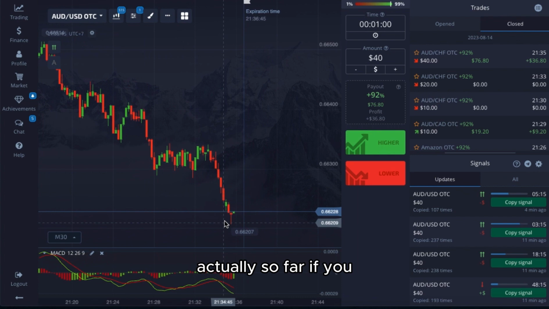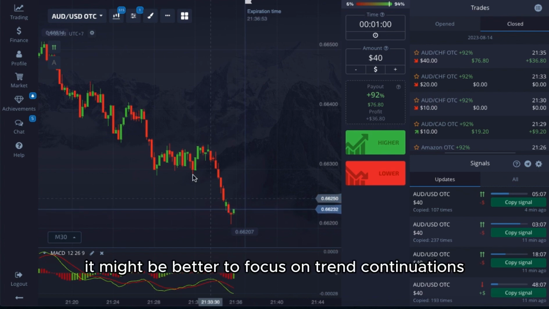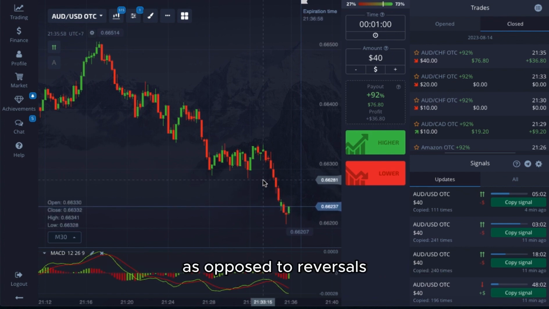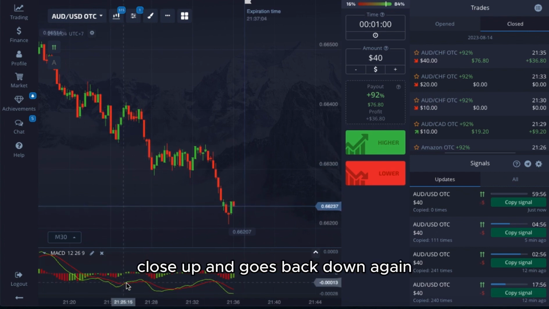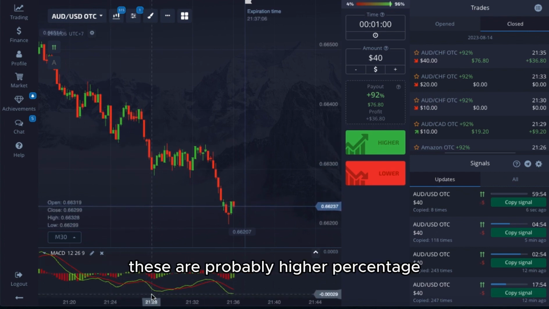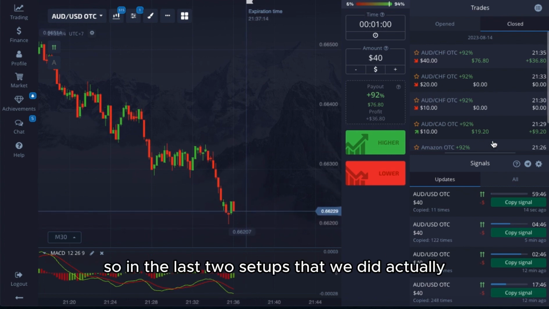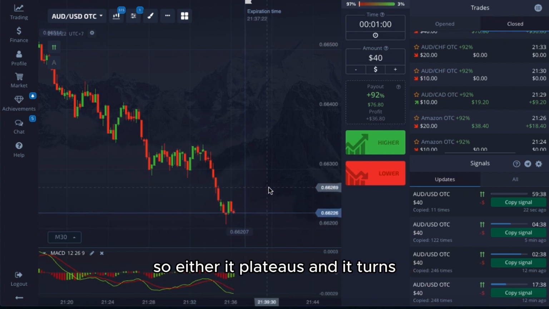Actually, so far, if you might have a look, one of my ideas is that it might be better to focus on trend continuations as opposed to reversals. So let's say in a downtrend, we see that it comes up, cross up, and goes back down again. These are probably higher percentage. Will not have to get into a martingale situation like once or twice as this one. So in the last 2 setups that we did, actually we're trying to time the end of trend turnaround. So either it plateaus and it turns, or it just turns.